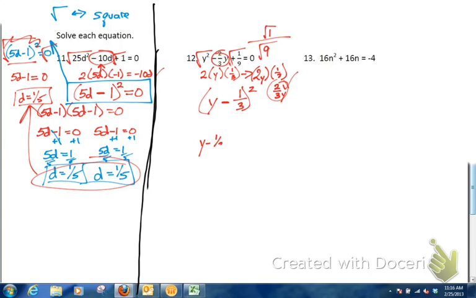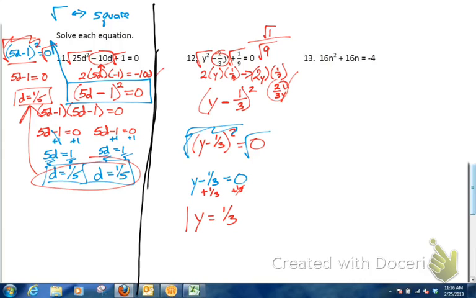y minus 1/3 squared equals 0. Let's apply our new method of solving here by undoing a square by square rooting both sides. Gives me y minus 1/3 equals 0. Makes solving much easier. Add 1/3 to both sides, and you get y equals 1/3. Done. So, not too difficult. Don't make those mistakes I made, or if you do, make sure you catch yourself like I have been. So y equals 1/3 for that one.